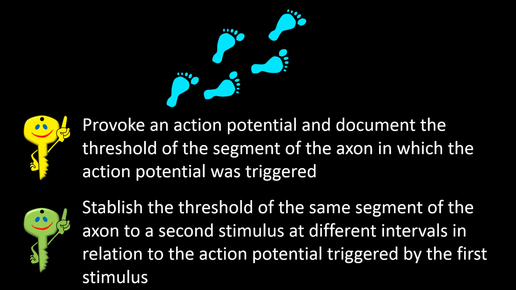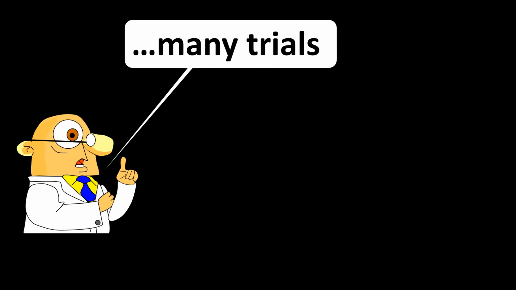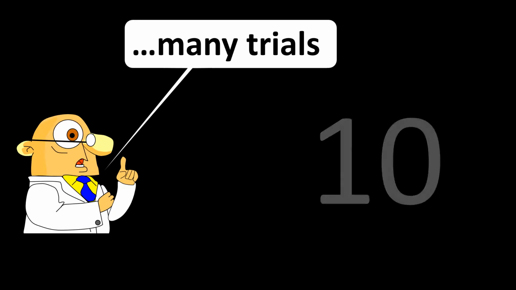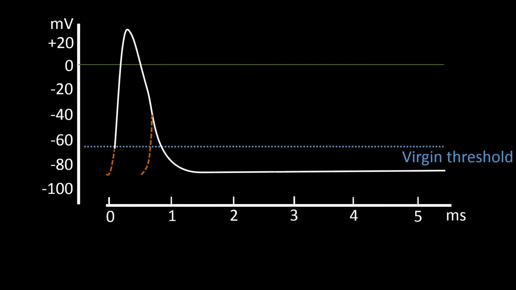So let's start. This step takes many trials, usually about 10 trials, in order to determine the absolute and relative refractory periods. The first trial consists of giving a second stimulus at about 0.5 milliseconds after the stimulus that triggered the initial action potential.